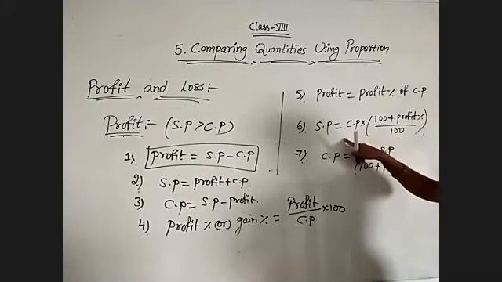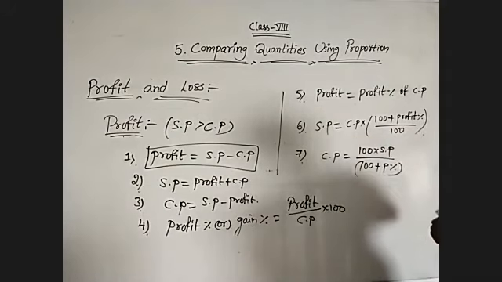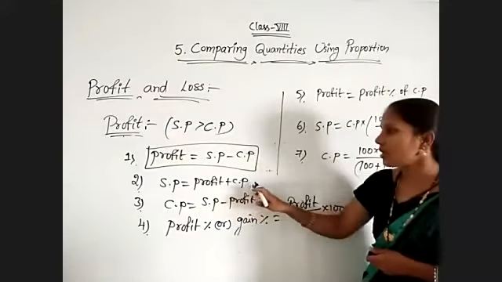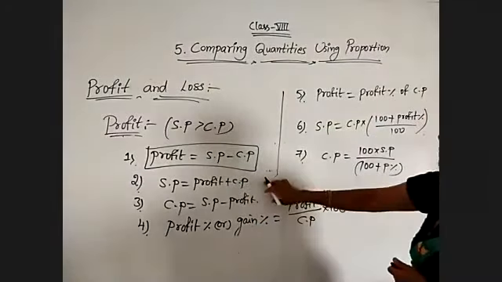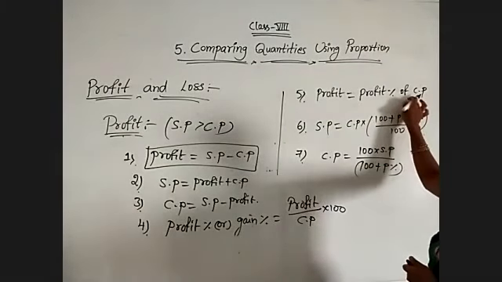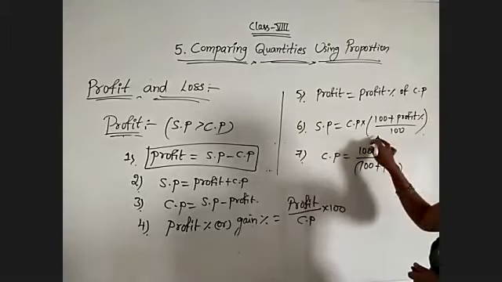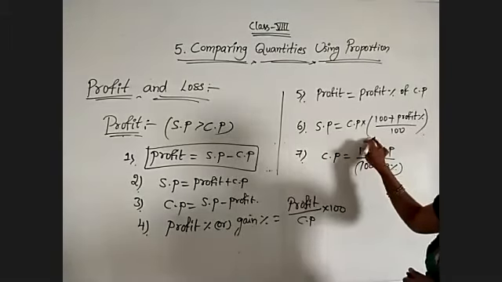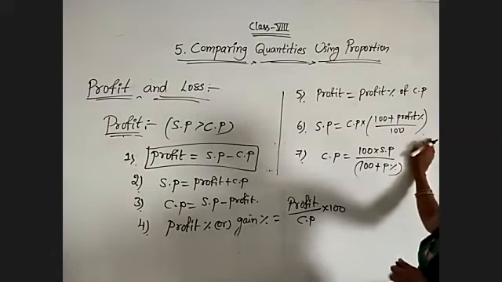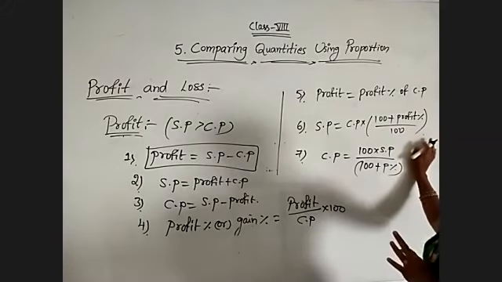To get this formula, we need some simplification. Observe, SP is equal to profit plus CP. Profit is nothing but profit percentage of CP. So substitute that value, simplify, and you will get this final equation. For that, no need to do the simplification. Just remember the formula. That's why I'm giving the formula directly.